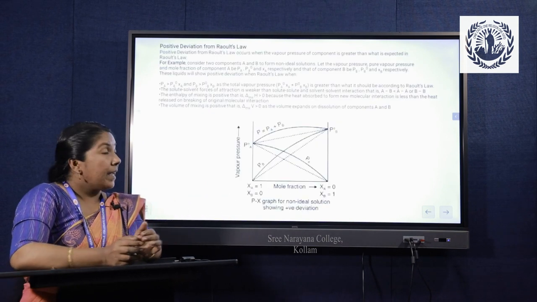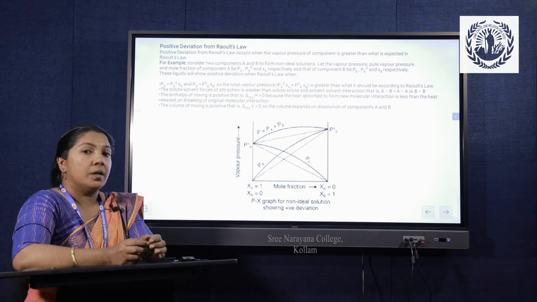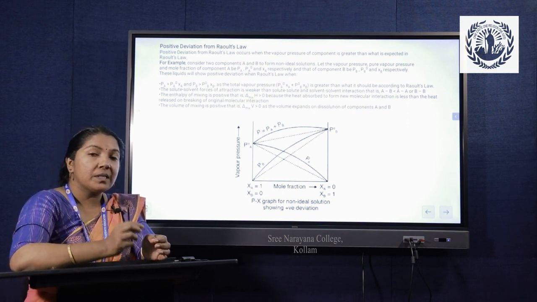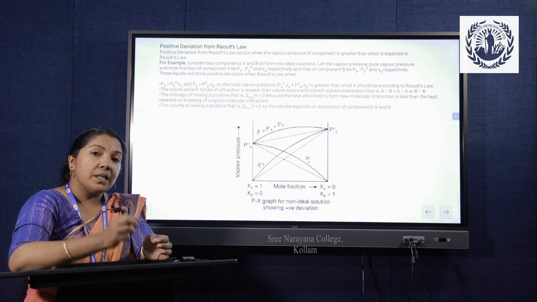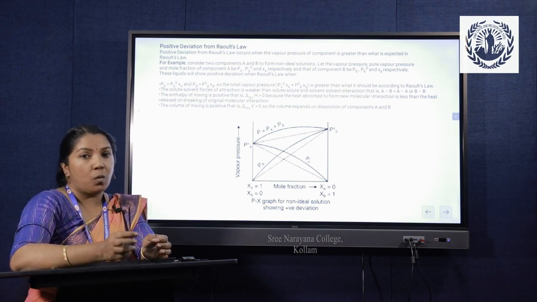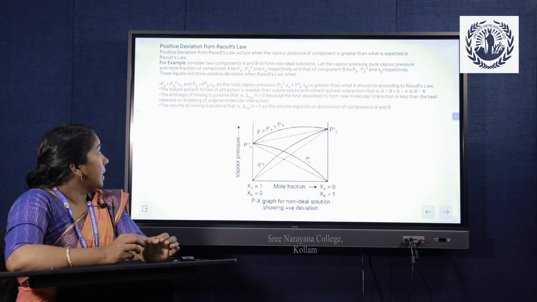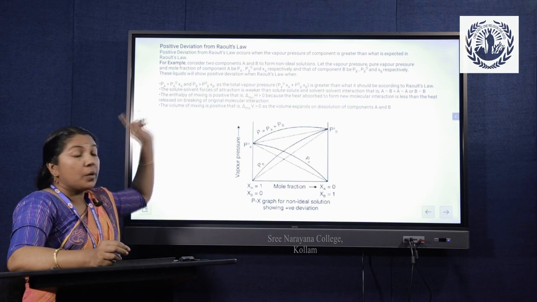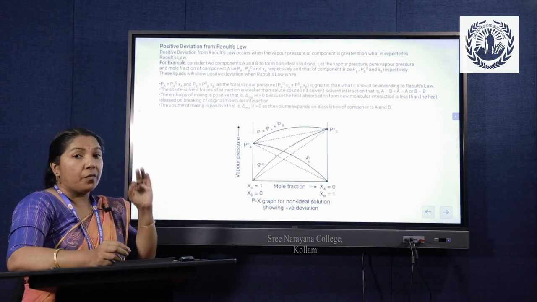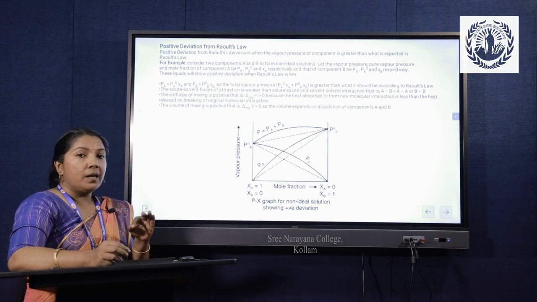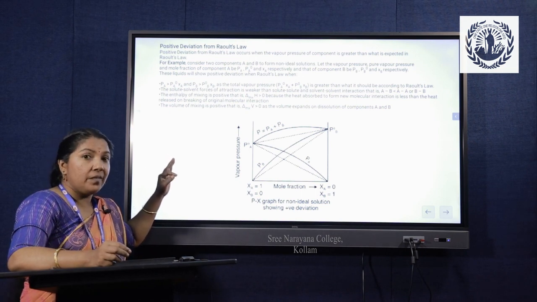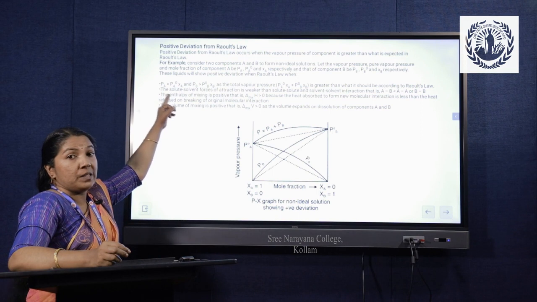So this indicates positive deviation from Raoult's law. Positive deviation from Raoult's law means the vapor pressure exerted by a component is much higher than that predicted by Raoult's law. That is, PA is greater than P0A into XA. P0A into XA means the vapor pressure of A according to Raoult's law. Here, since the solution is showing positive deviation, PA is greater than P0A into XA.